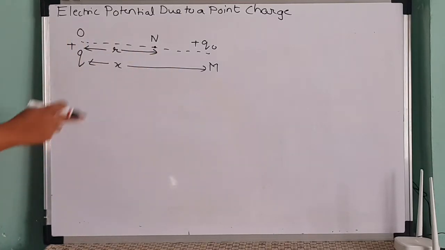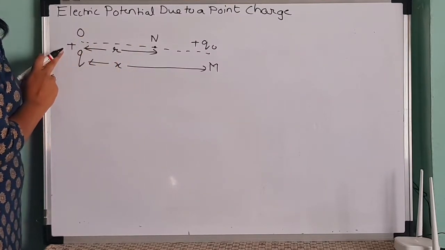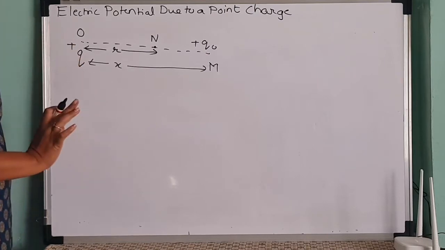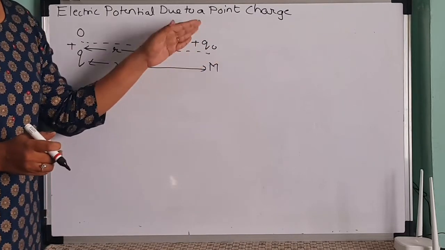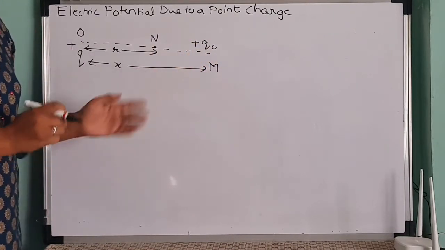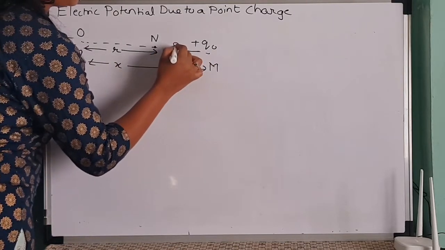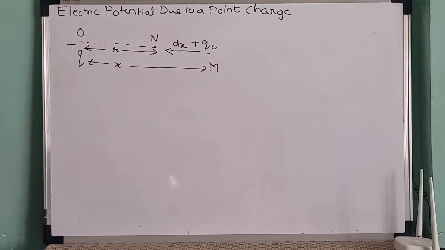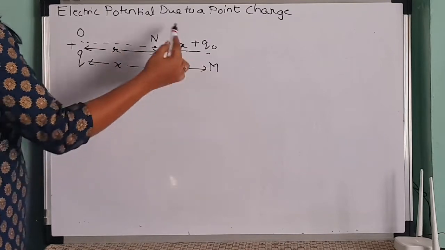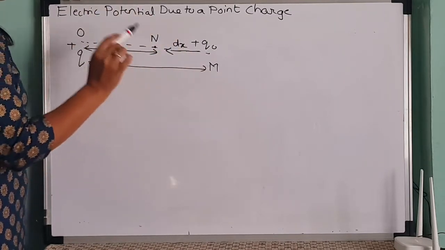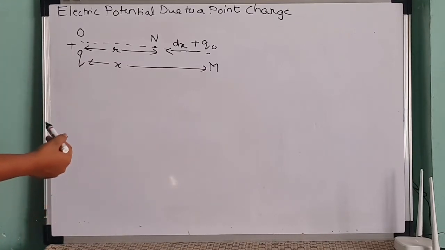So what I have taken? I have taken a point N which is at a distance R from charge plus Q, or you can say from point O. Now, if I want to take this plus Q naught charge, that is a test charge, from point M to N by doing some displacement dx, so I am bringing this plus Q naught charge from point M to N by doing some displacement dx here. For doing this, I need to do some work. So I will write the equation for work done.